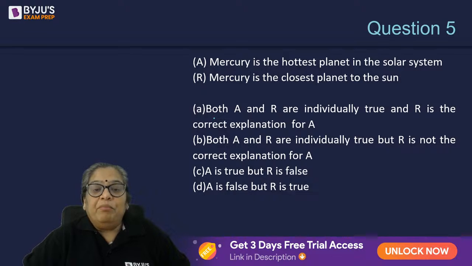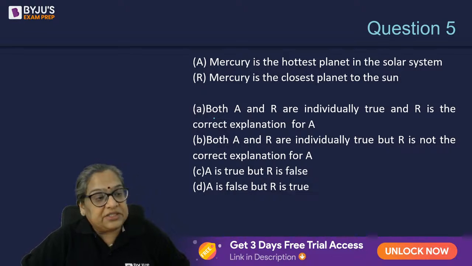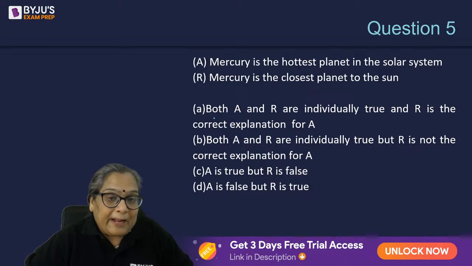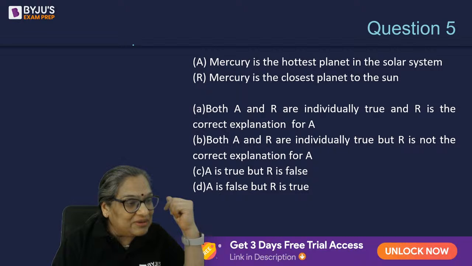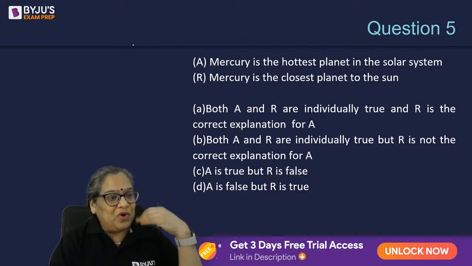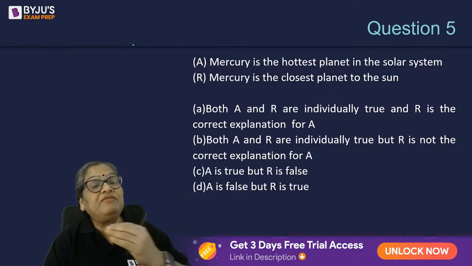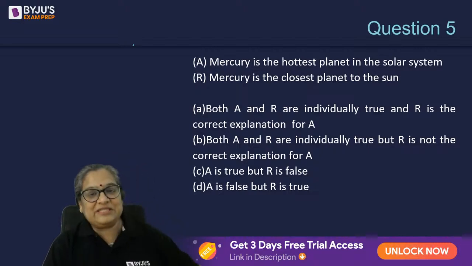Question 5. Mercury is the hottest planet in the solar system. True or false? It is the closest planet to the sun. True or false? What is the relative distance of different planets from the sun? Yes, Venus is the hottest planet.